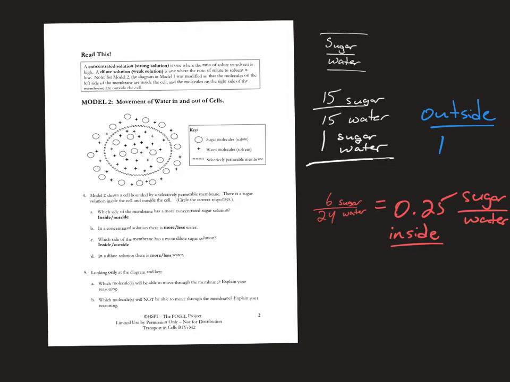So where is sugar more concentrated? Where's the sugar? Where's it higher? Where's the number? Where's this fraction, this ratio higher? Well, it has to be outside, right? See, the sugar water is more concentrated outside than inside. So we'd have to, because it's 1. 1 is bigger than 0.25. So this is hypertonic.